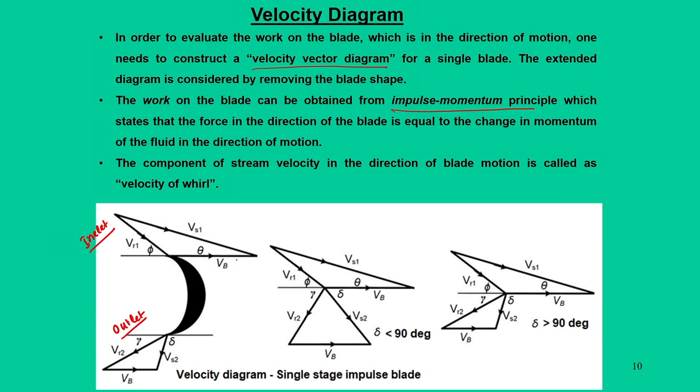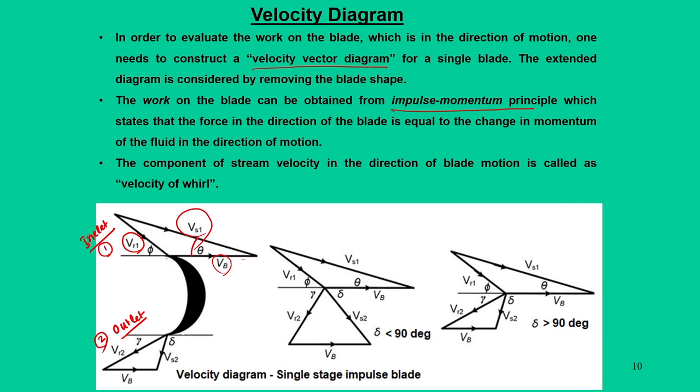If you see, this blade direction is BB, and the angle at which the jet impinges is theta. What we see is the relative velocity Vr1. For inlet condition we use the subscript 1, for outlet conditions we use the subscript 2. Since the blade is moving, we see the relative velocity Vr1, and the absolute velocity of the fluid jet is Vs1. The net effect between these two velocities is Vb, which is the blade velocity.